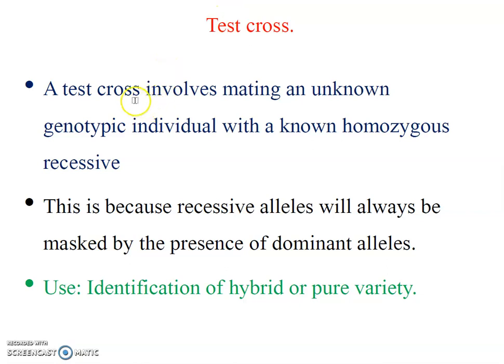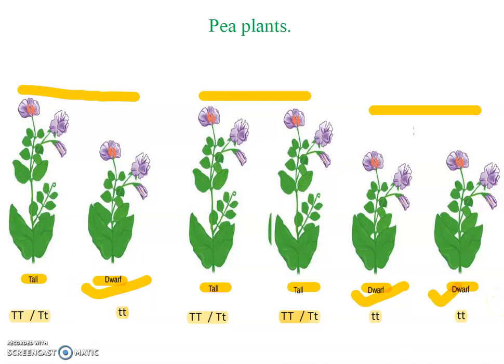Test cross involves mating of an unknown genotypic individual with a known homozygous recessive. There is always a homozygous recessive taken for a test cross. And the unknown, in the previous picture, this is unknown. We don't know which genotype is present, either capital T or small t. So we have to find out. This is unknown, and this is known.